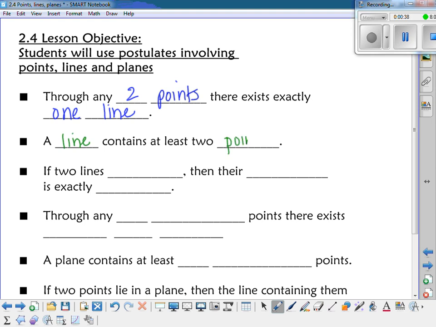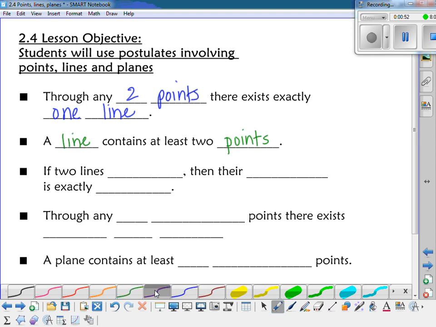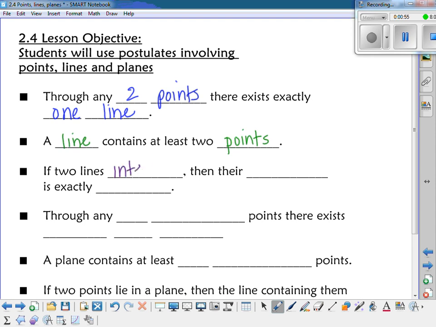Okay, so the second one is a converse of the first one in essence: if you have a line, that means you have to have at least 2 points. If you have 2 points, then you have one line. If 2 lines intersect, then their intersection is exactly 1 point. Okay, if 2 lines intersect, then their intersection is exactly 1 point.